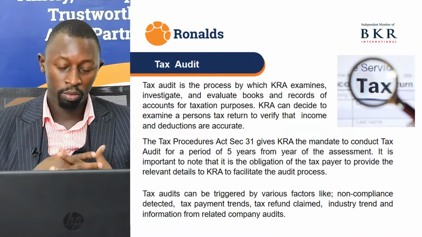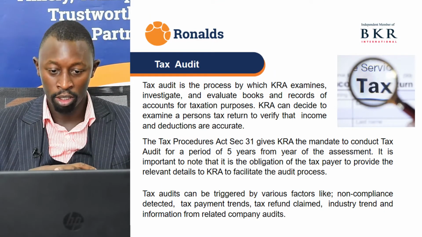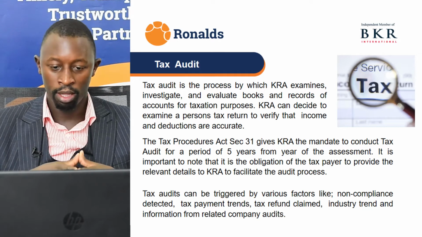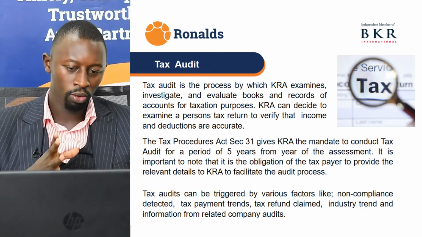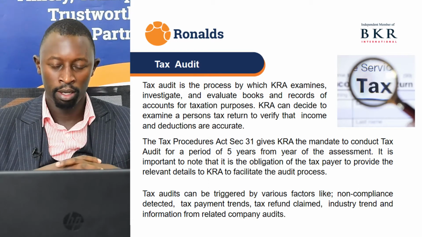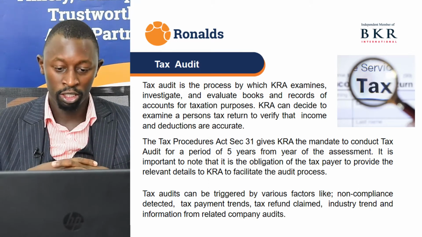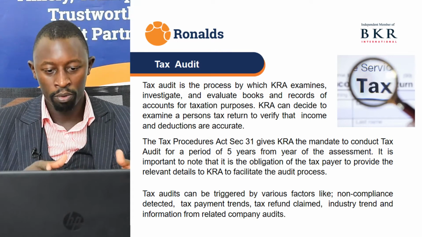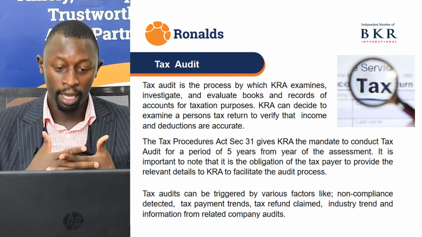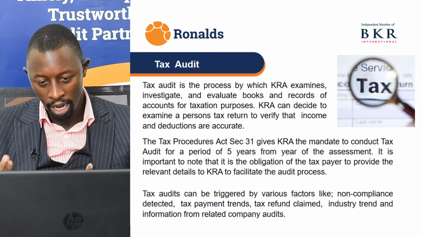Also, KRA can obtain information from related company audits, whereby company A that is related to B is audited, and they realize that company A is so non-compliant. And of course, the companies being related, and the management or maybe the leadership being the same, KRA will be of the opinion that if you have not complied in company A, then it's likely that you've also not complied in company B.